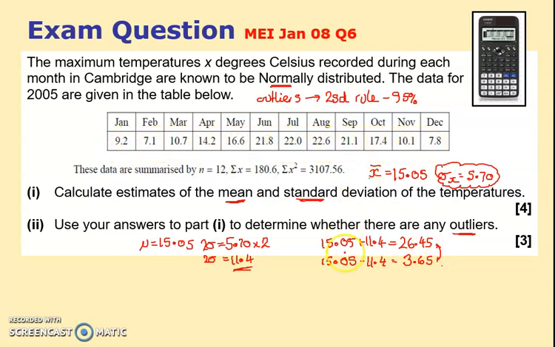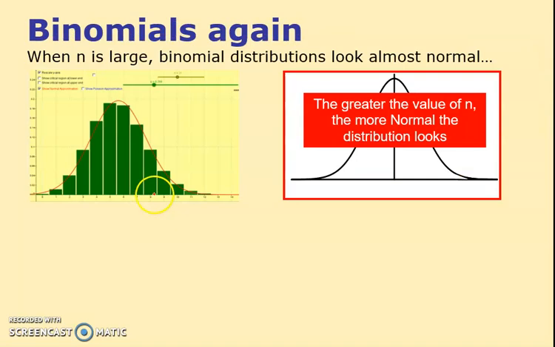Just looking. No. So all numbers are between 3.65 and 26.45, therefore no outliers. Well, none that we know of anyway. It's as good as we can get. It's only meant to be an estimate, so that's the question done.